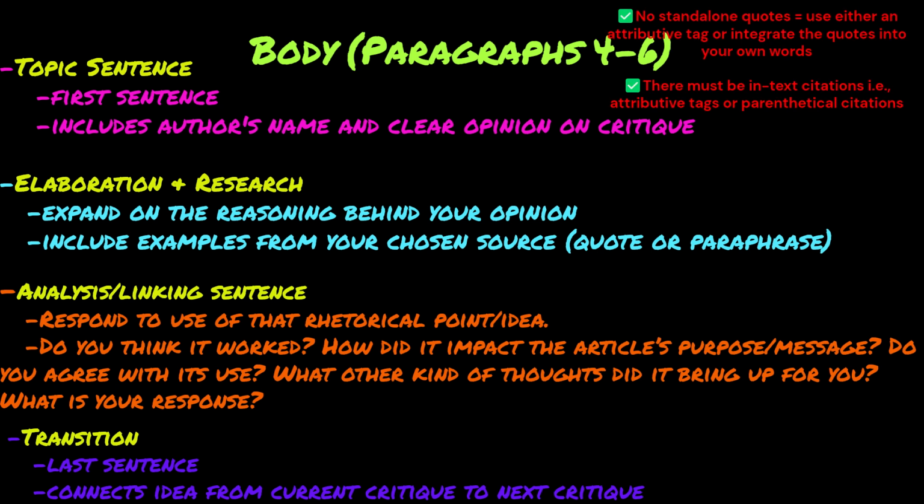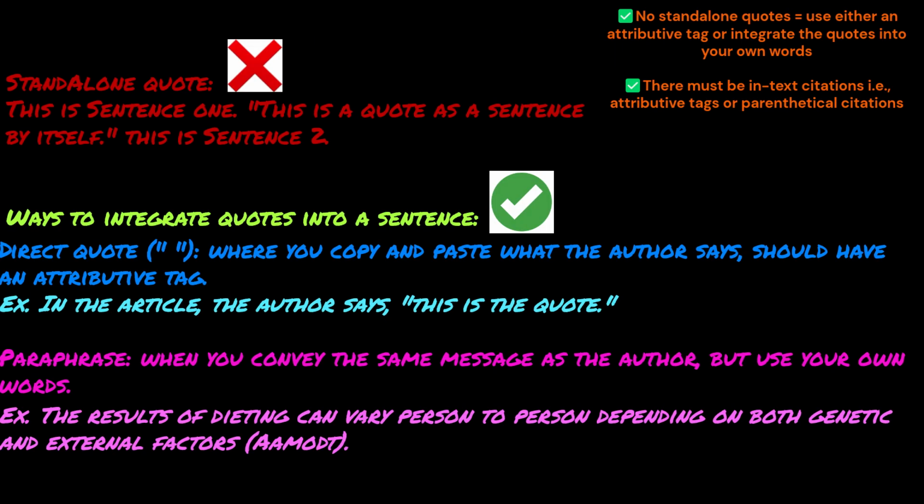Make sure there are no standalone quotes, so you can't have a sentence where you just have quotation marks and copy and paste what the author said, add a period, and move on to the next sentence. Each quote needs to have an attributive tag such as the author said, comma, open quotation mark, nestled within a sentence. Or if you don't use an attributive tag where you say according to whoever, then be sure to add a parenthetical citation at the end of the sentence. You'll follow this pattern for each of your 3 critiques, ending with the transition sentence that moves into the conclusion.